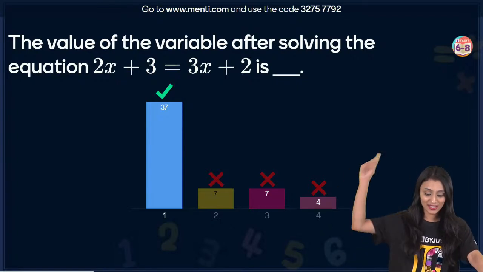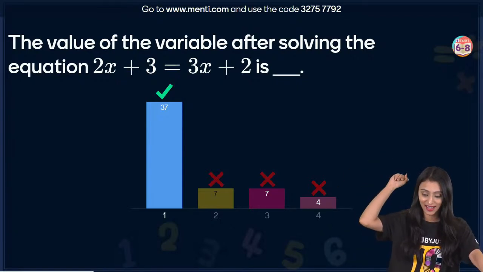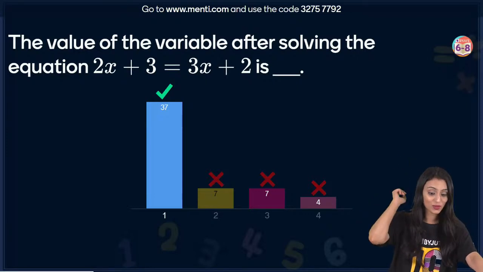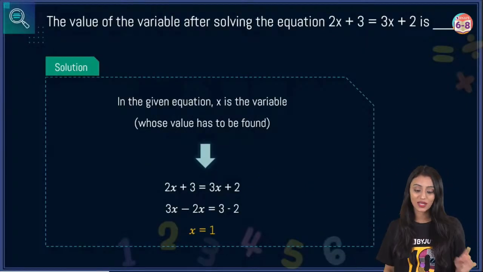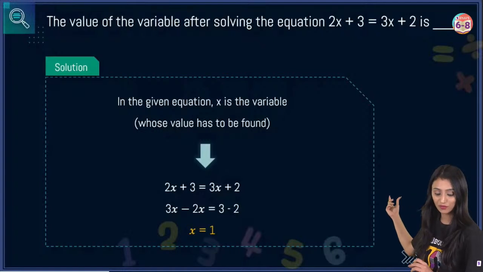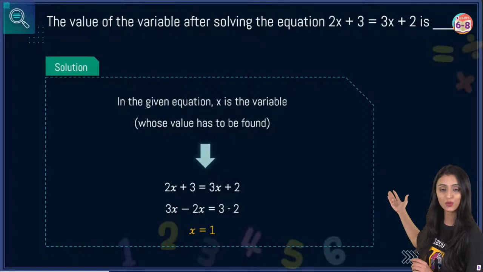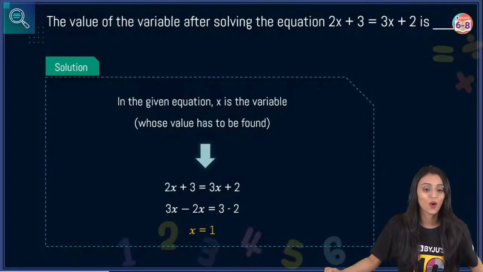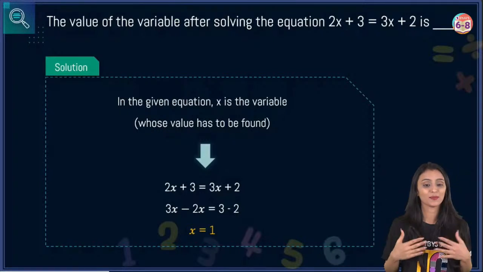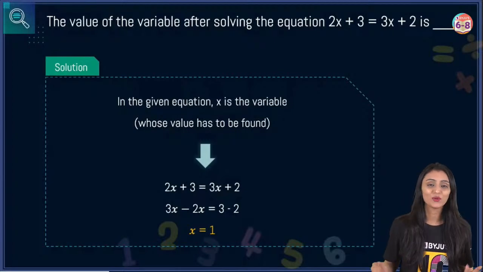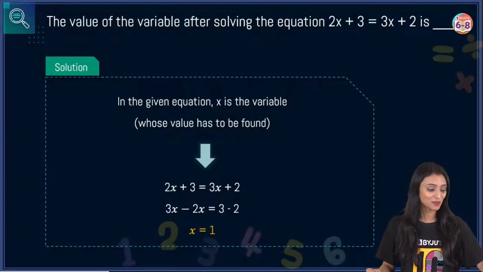All right. So we can see answers here, right? And some students are still confused, though it was a simple one. So the variable is x here, whose value we have to find out. So let's take variables on one side, constants on one side. 3x minus 2x equal to 3 minus 2. That's going to give you 1. That's the value of x. A pretty simple one. How could you go wrong here? That was a very simple question.